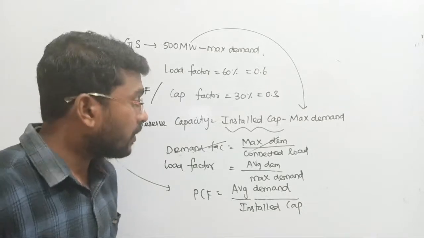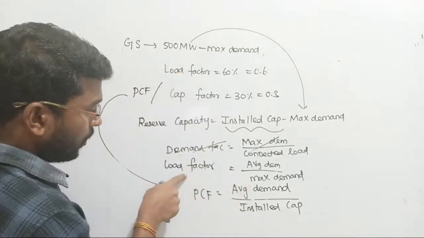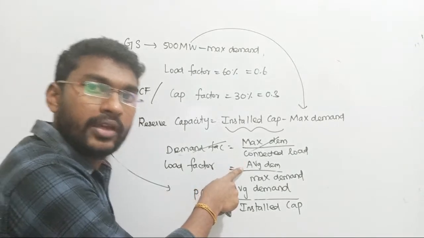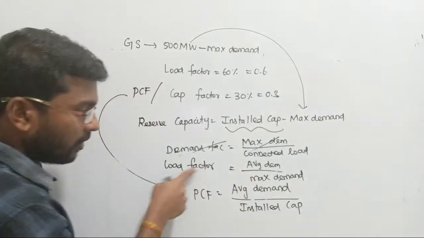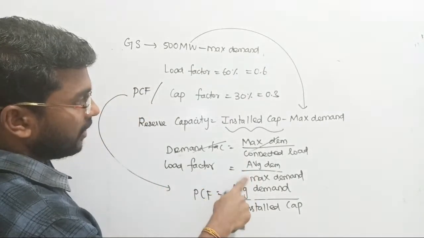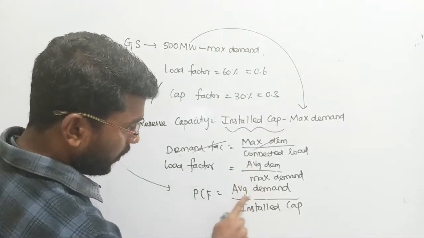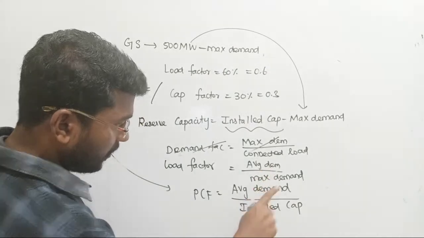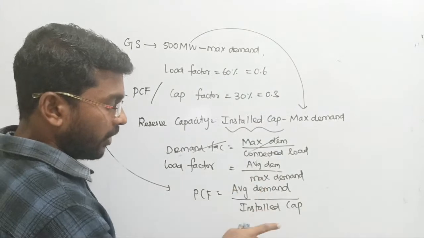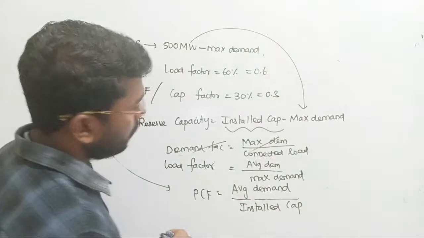Is there anyone who has solved this one? The maximum demand is given as 500 megawatt. Load factor is 0.6, right? The average demand will become 300. All of you are getting 300, right? Five times six will become 300 only. Yes. For installed capacity, you have to substitute 300 by 0.3. So 300 by 0.3, if I substitute, it will become 1000, right?